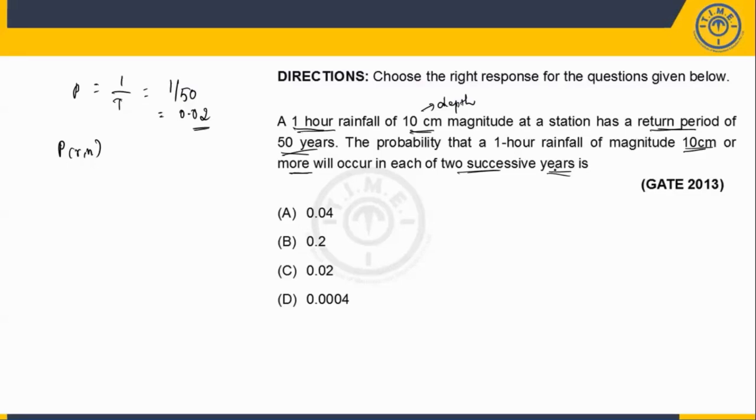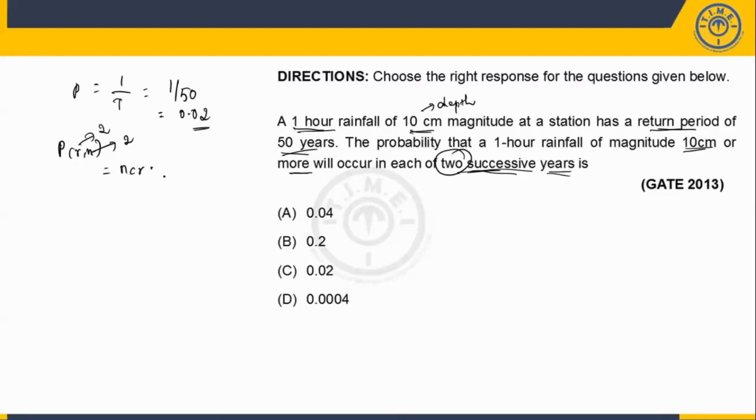Now let's calculate the probability of occurrence r times in n successive years. The probability that a 1 hour rainfall of magnitude 10 centimeter or more will occur in each of the 2 successive years. That means when you are taking 2 years, in each year it is occurring, how many times is it occurring? First year it is occurring once, second year it is occurring once. That is how many times? R is 2. How many years do we have? N is 2.